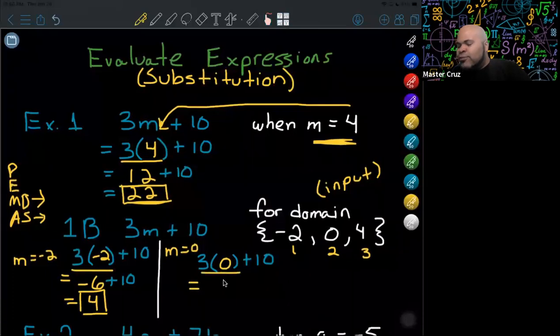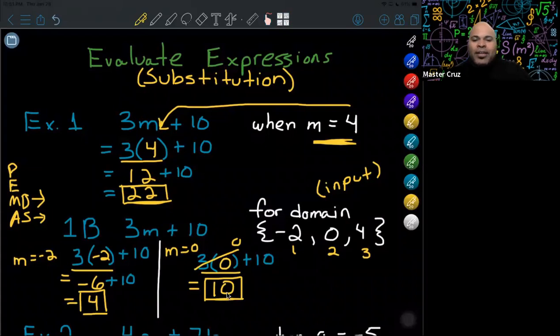Always do the multiplication first. 3 times 0 is just 0. You can actually write 0 or just cancel it, right? Because anything times 0 is 0, it's gone. And the answer is just 10. So when m is 0, this is gone, and you just bring that down, and this is 10, because anything times 0 is 0. So that's the second answer.